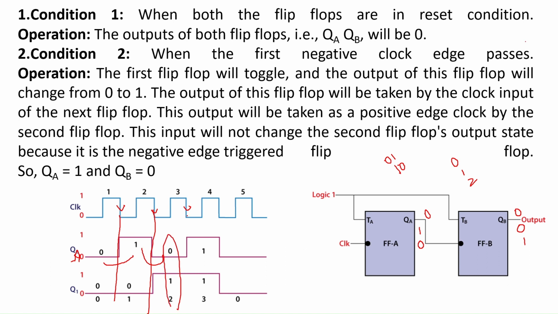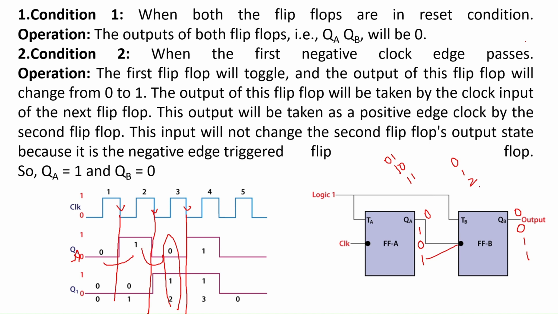During the third negative clock edge, the output of the first flip-flop, 0, is toggled to 1. This 1 is applied as a clock signal to flip-flop B. Since 1 is considered as the positive edge trigger, there will be no change in the output of flip-flop B, which is 1. So this state is represented as 1, 1, whose decimal count is 3.